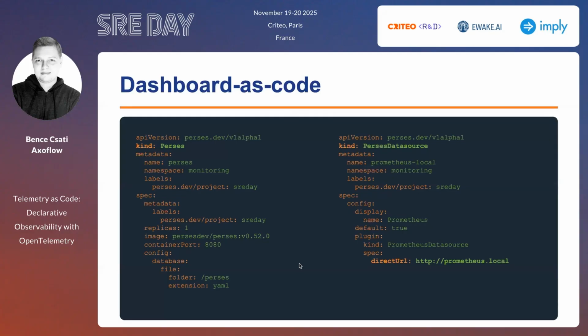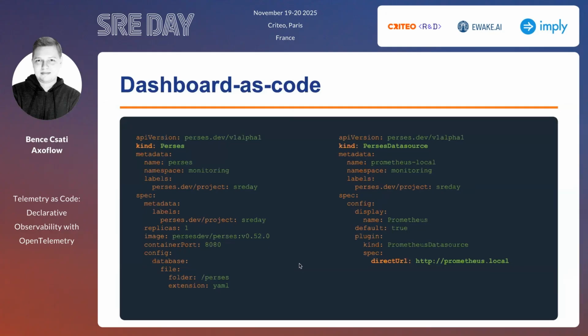Perses is a CNCF sandbox application that's basically a new kid on the block. It's quite new. I've been using the operator for this demo. Well, it's really new because I had to deploy the operator from source. They don't even have a Helm chart at the moment. But besides those first bumps, the configuration with the custom resources was mostly easy.